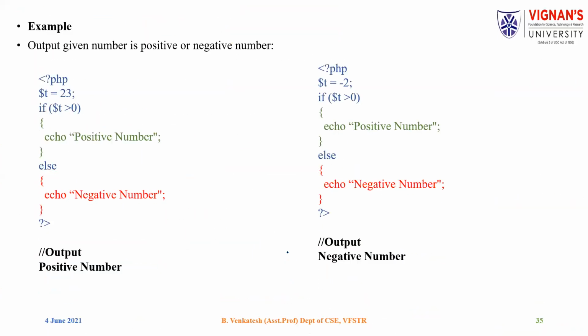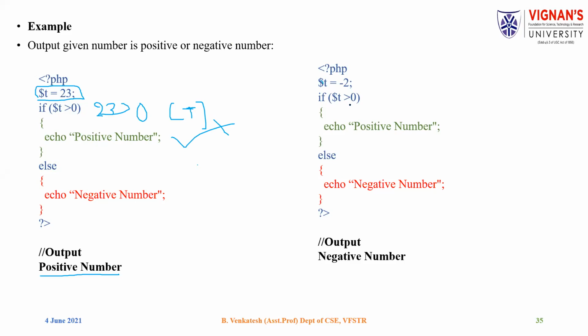So what we are going to check is whether the given number is a positive number or a negative number. If you see here, I am declaring a variable with 23. I am checking the condition: is 23 greater than 0? True or false? It is true. So if the condition is true, which part is going to be executed, this one or this one? The green part is going to be executed. So the output we are going to get is positive number.